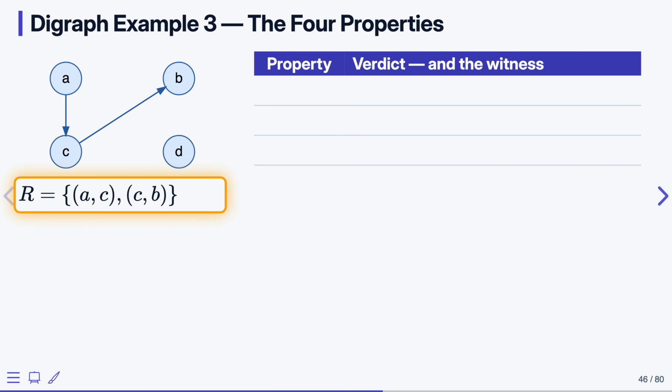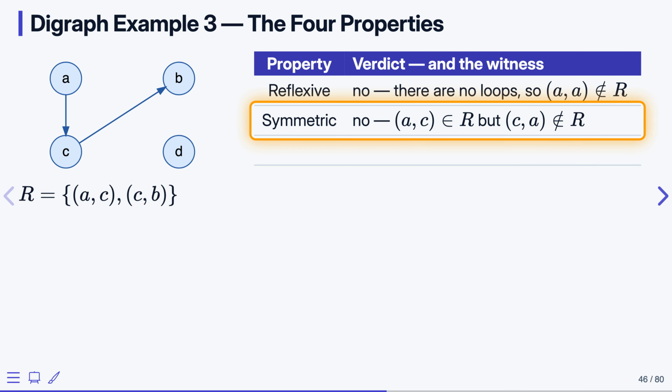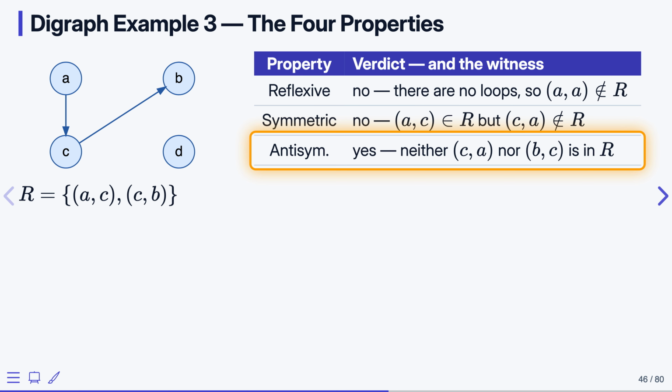Now the 4 checks for this graph. Is it reflexive? No, there are no loops, so the pair AA is missing. Is it symmetric? No. There is an arrow from A to C, but no arrow from C back to A. That pair is our witness. Is it antisymmetric? Yes. We only have 2 arrows. Check each reverse. The reverse of AC is CA, and that is not in the relation. The reverse of CB is BC, and that is not in the relation either. So no 2 different vertices point at each other.